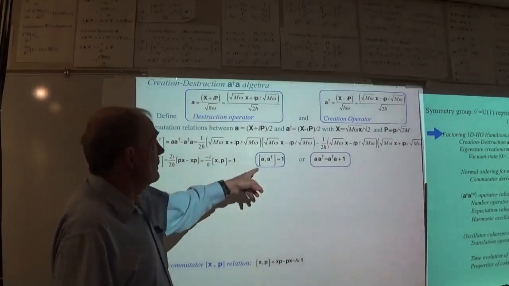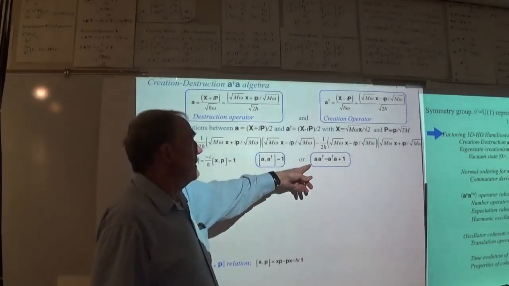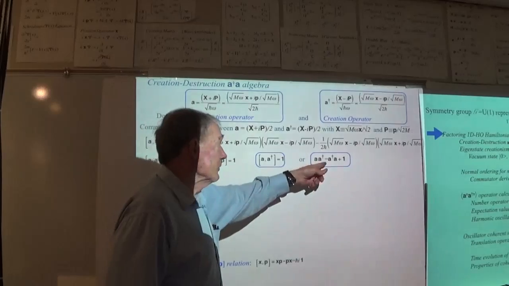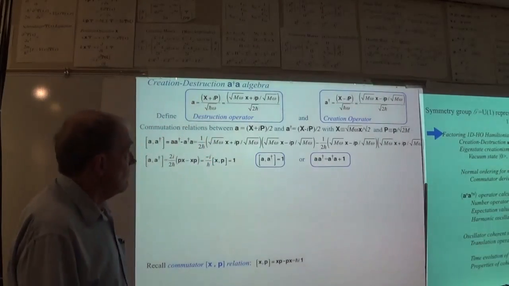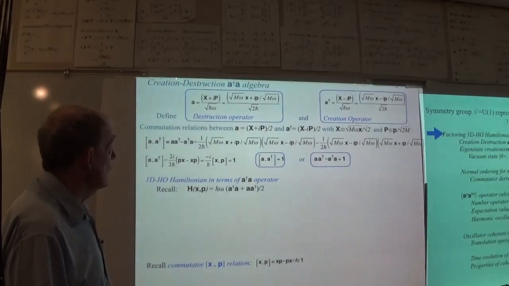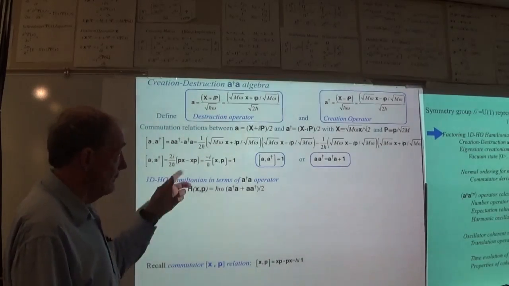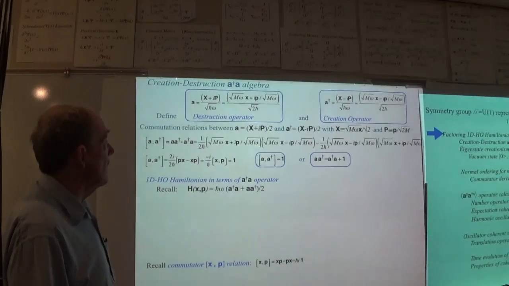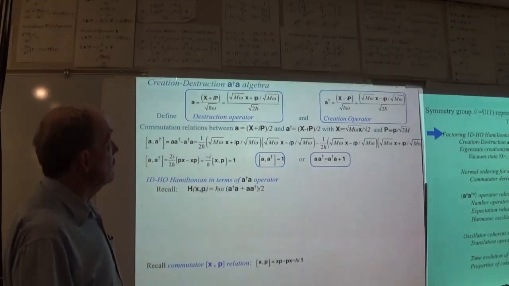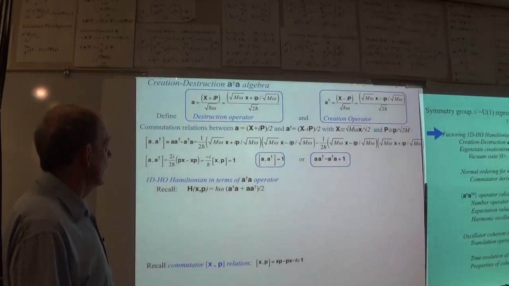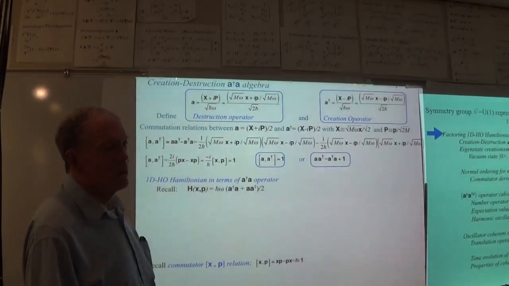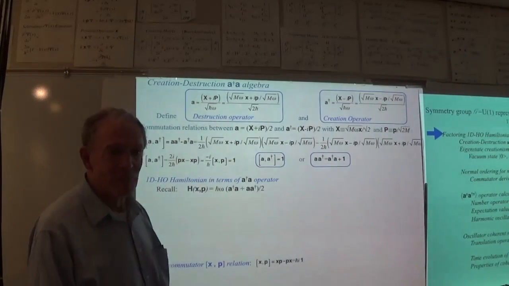So this is another way to write it: A A dagger is equal to A dagger A plus 1. We're going to build everything just on this. Everything that's going to happen today is going to be the result of this simple product relation of the group U1. It's very seldom expressed that way, but that's what it is. And it's the symmetry group of one phasor.